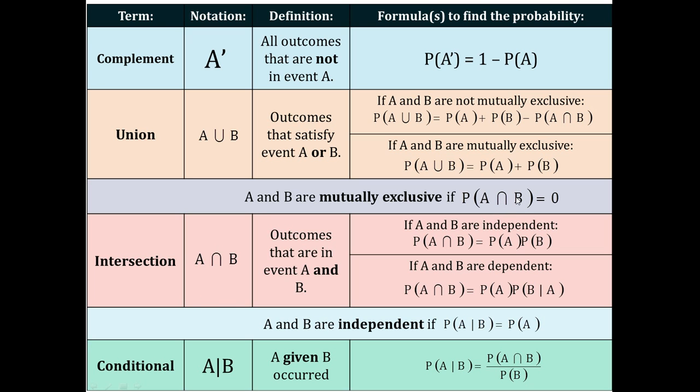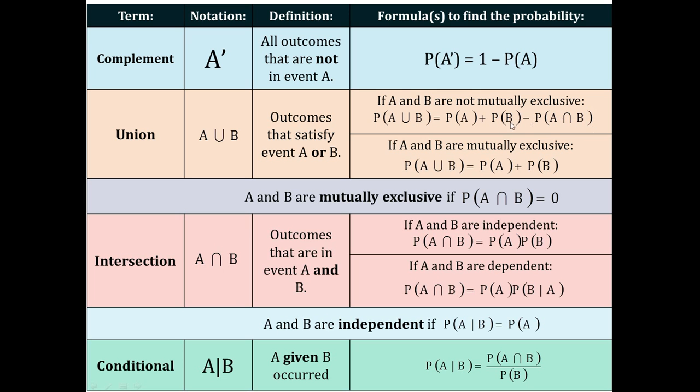So if you figure out that two events are not mutually exclusive, meaning they do have some outcomes in common, then finding the probability of their union means adding the individual probabilities and then subtracting the probability of their intersection. So if I was trying to find the probability a student is female or a sophomore, then I would have to add up the probability they're female plus the probability they're sophomore minus the probability they're female and a sophomore.